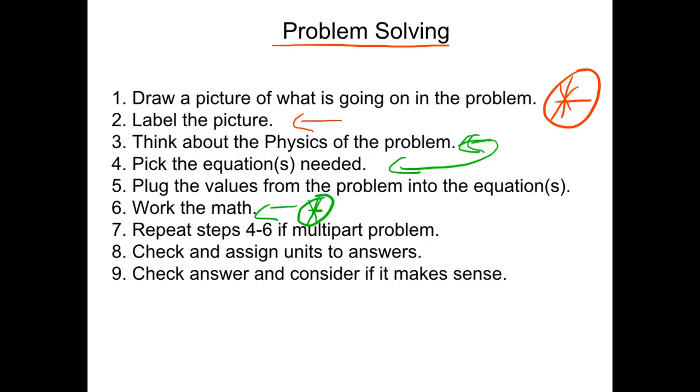Step seven: repeat steps four through six if it's a multi-part problem. So sometimes problems are very complex. You're going to take your answer from one equation and link that answer into another equation and then solve a little bit further, going for the final answer, the solution to the problem.